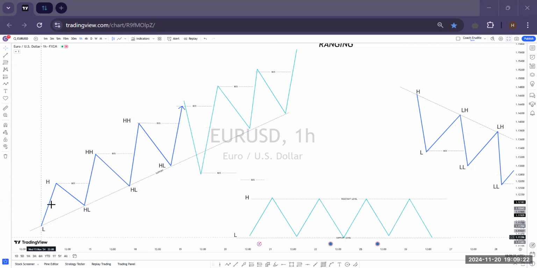Now, if price is in an upward direction, the first thing you need to do is make use of your trend line. For a start, I will advise you to always make use of your trend line. The trend line is going to give you direction. That is why it is called a trend line. You'll be able to know that price is moving in a certain direction, an upward direction.